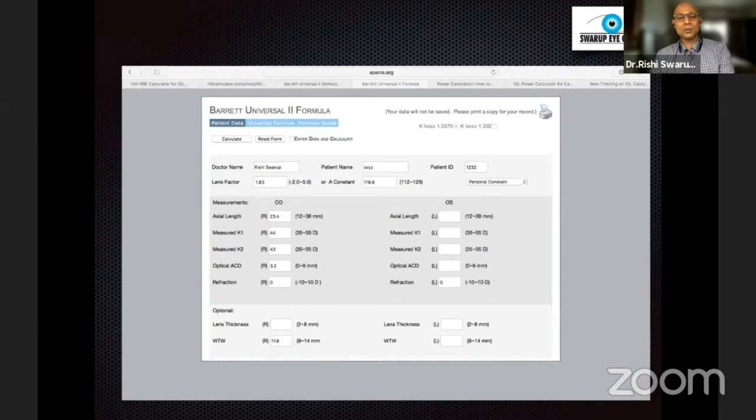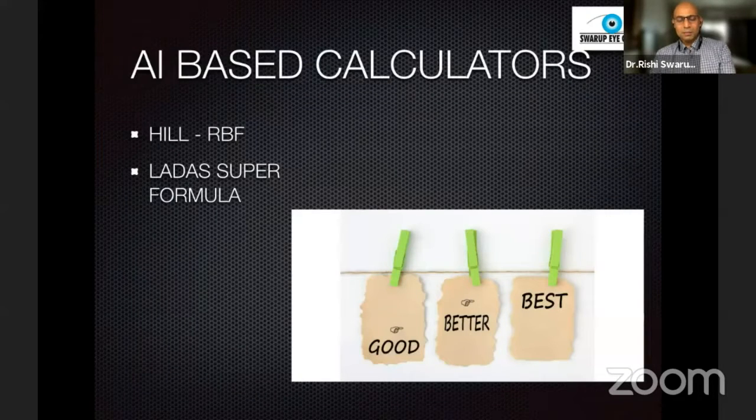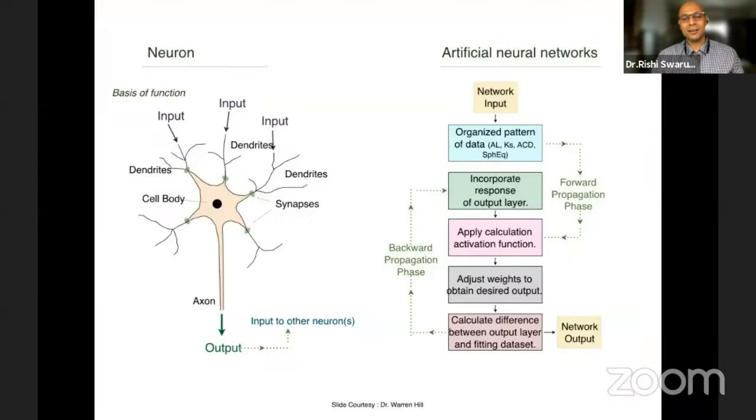It's a great resource which all of us should use in case you don't have access to these expensive biometers. But what has really taken everything to the next level is the involvement of artificial intelligence. Professor Warren Hill has come out with the Hill RBF formula, and then Uday Devgan and group have come out with the LADAS super formula. Basically, this uses the power of computing and artificial intelligence to better predict the IOL power.